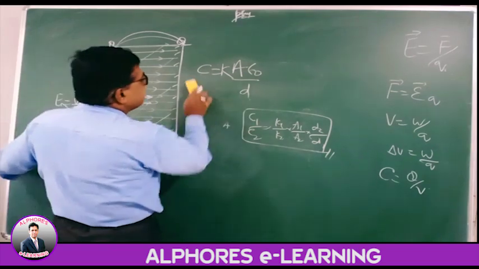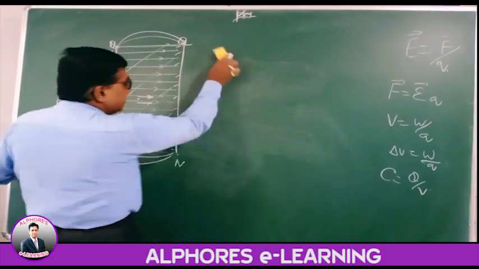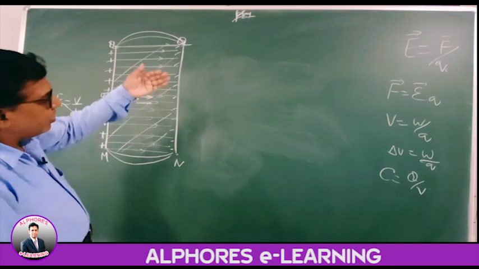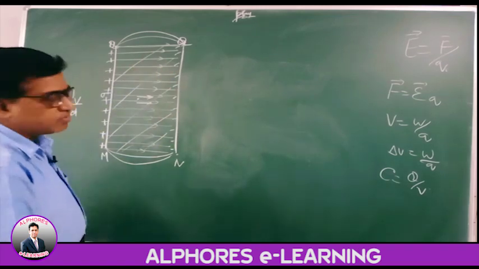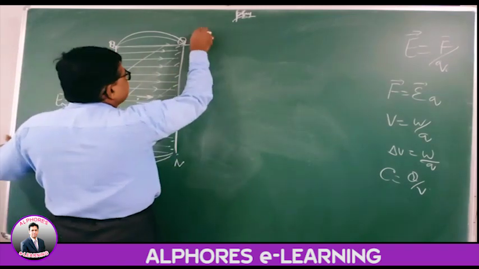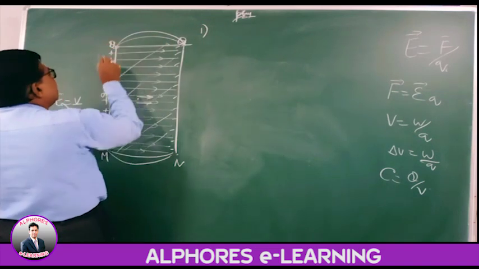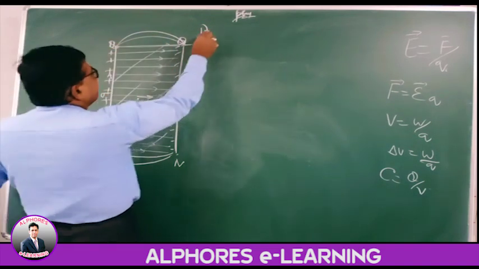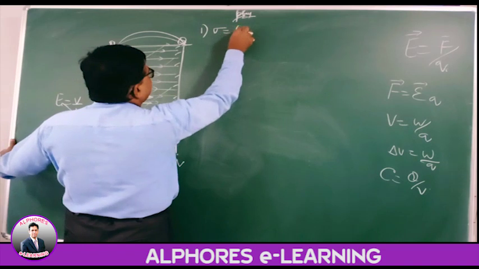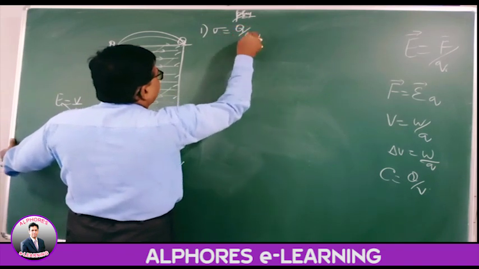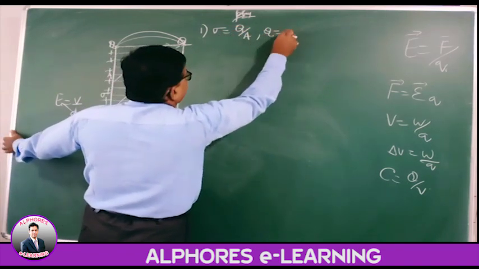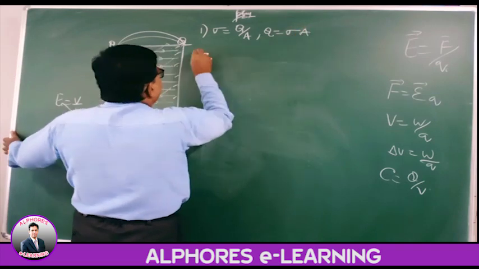Let me put down all the various things that you may be asked regarding a parallel plate capacitor. First one, if the charge is Q and the plate area is A, then surface charge density sigma is Q by A. Or if surface charge density is given, Q is sigma A.